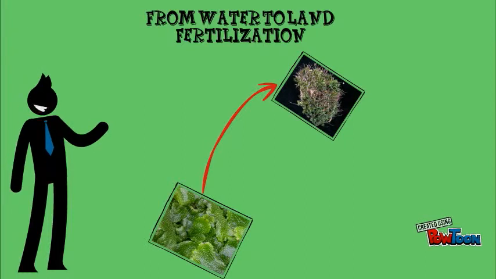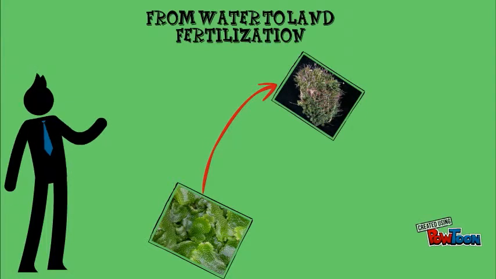A third challenge during the transition to land involved bringing sex cells together. In water, sperm are able to swim directly to eggs. On land, this can only happen in moist environments.